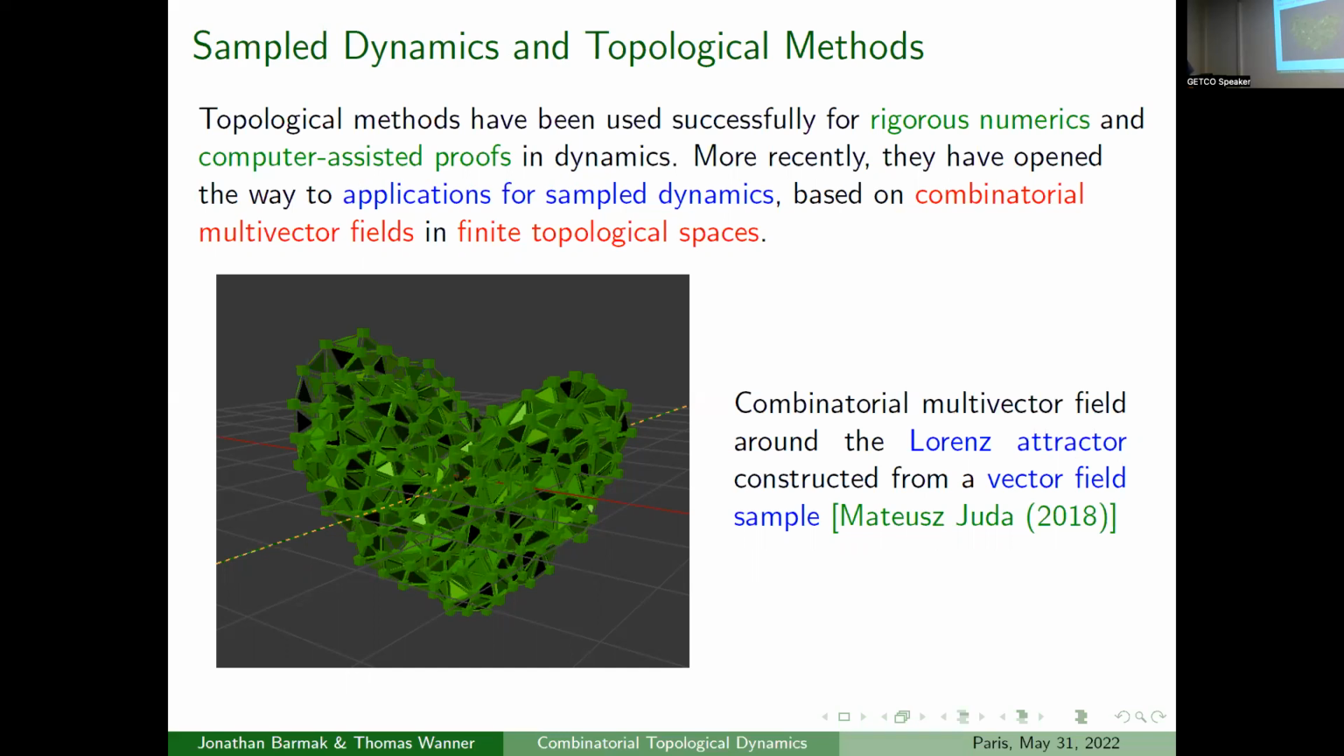This is just a picture from Matthias Juda. We basically took data, discrete data from a simulation of a Lorenz attractor, and he could come up with some combinatorial dynamical system that sort of describes the underlying dynamics. I'm not going to be talking too much about this.